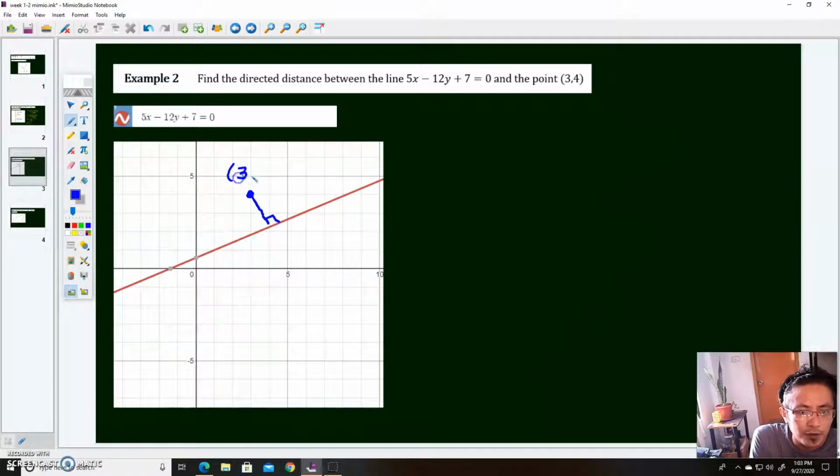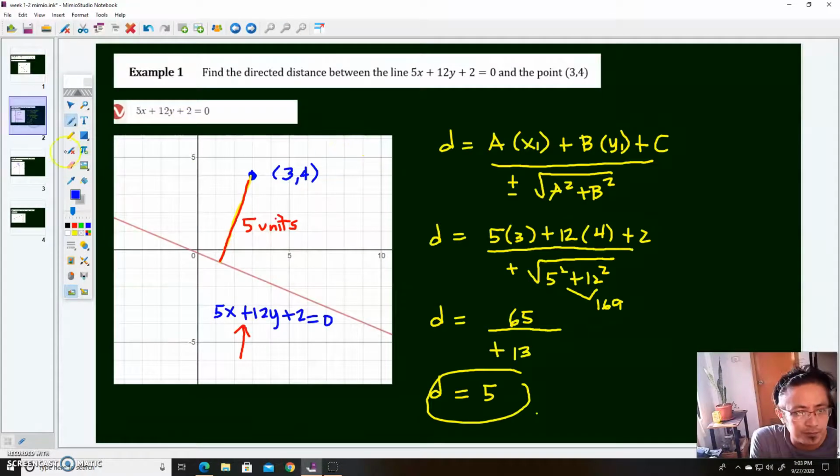You have 3, 4 and the line. So again we use the formula. I'll just copy paste this one.